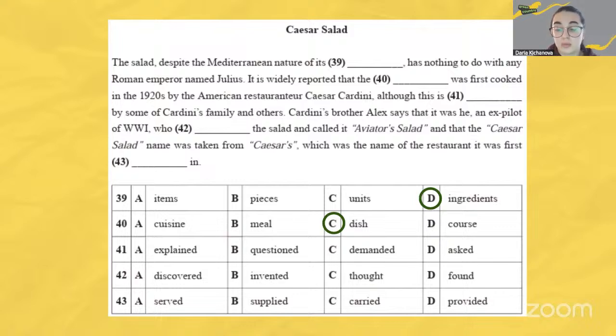So there, we of course need to use question, because some people think in one way, but some question like, why do you think so? Because I know, yes, that Caesar Cardini's brother Alex says that it was he. So his family doesn't understand that point of view because they think in another way. Cardini's brother Alex says it was he, an ex-pilot, who discovered, we already had these words, invented, thought, or found the salad.